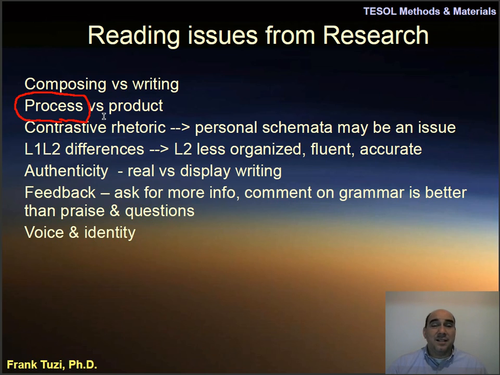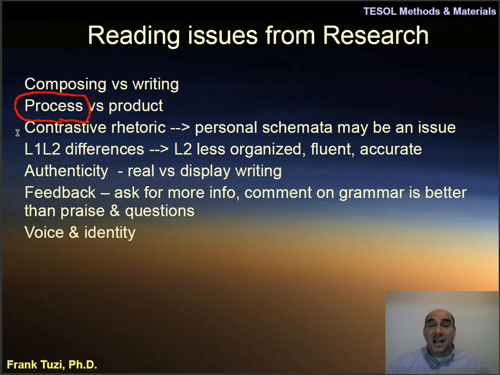They need to learn the process of writing and reevaluating and revising and writing again, and that's a process that is important in the writing classroom. So there's this dichotomy. There's also some contrastive rhetoric, which is basically some people's personal background, their schemata, may be an issue. Some people whose background is different in terms of how they write.